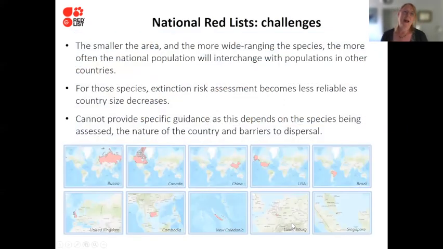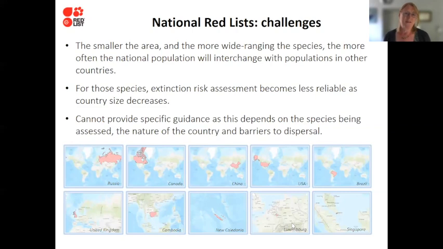Now, when we start to look at red listing at a scale that's smaller than the global level, you start to find certain challenges that we don't face in the IUCN Red List very often. So basically, the smaller the area and the more wide-ranging or highly dispersive species you have that you're assessing, then the more often the national population will have an interchange with populations outside of that country, and that brings in rescue effects from outside of the area. Now, you're not responsible for those populations outside your country, but you do need to be aware of them and how movement across borders affects the status of your species within your country.